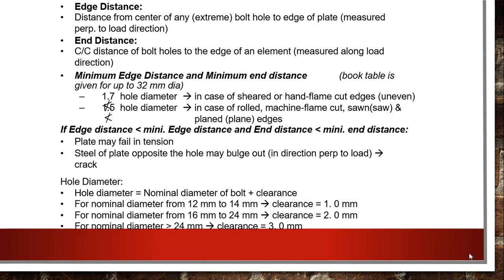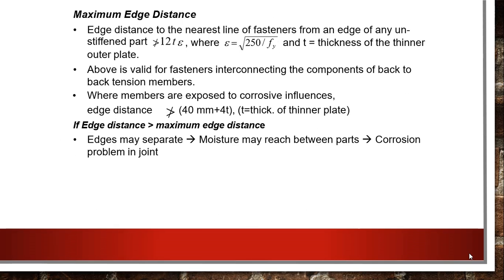Okay, now the maximum edge distance. It is the edge distance from the nearest line of fasteners to an edge of any unstiffened part, and it should not be greater than 12 t epsilon e, where epsilon e is the square root of 250 upon fy, which is the strain criteria, and t is the thickness of the thinner outer plate. Okay, so this is again one of the specifications of maximum edge distance given in Indian Standard 800.